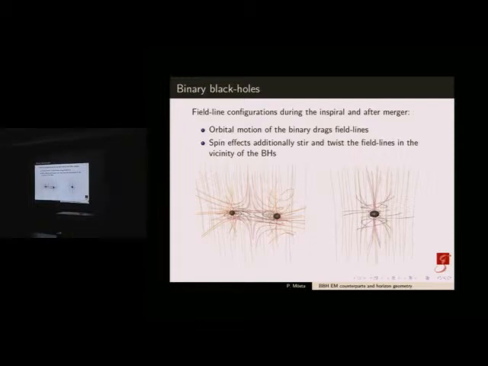And you can basically see now that this looks a lot more complicated than for the single black hole case. You have both of these effects. This is for two spinning black holes where both spins are aligned with the magnetic field.